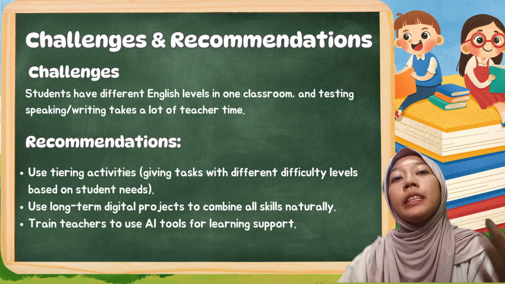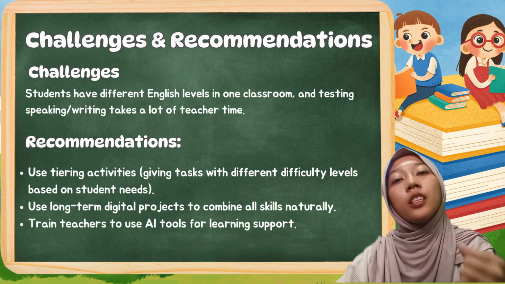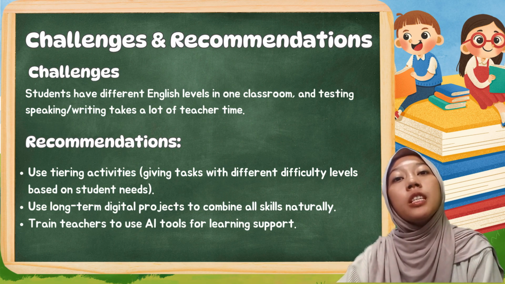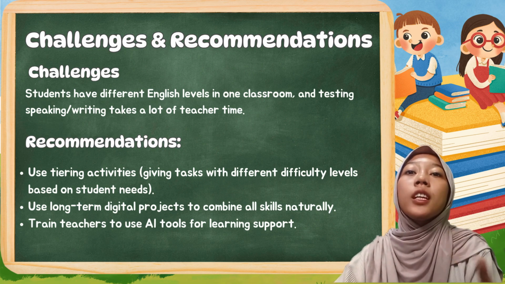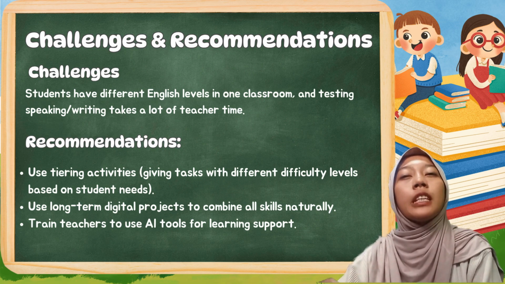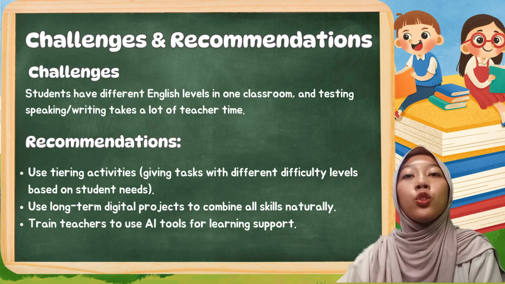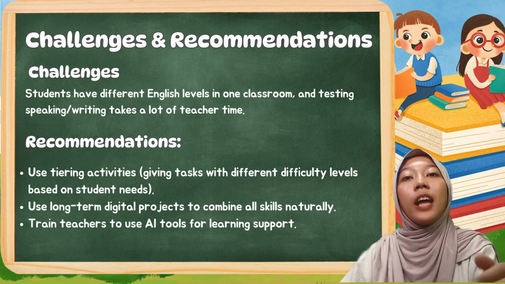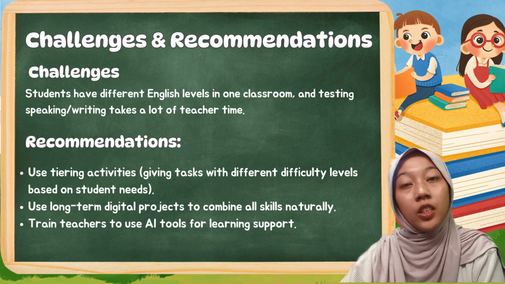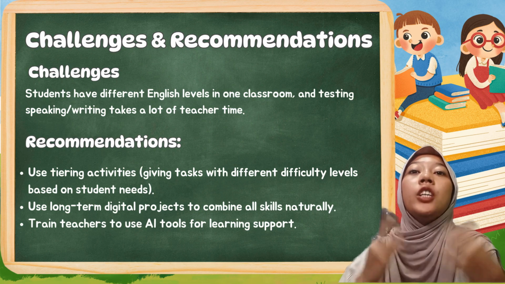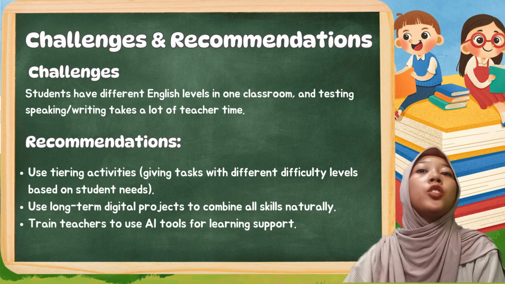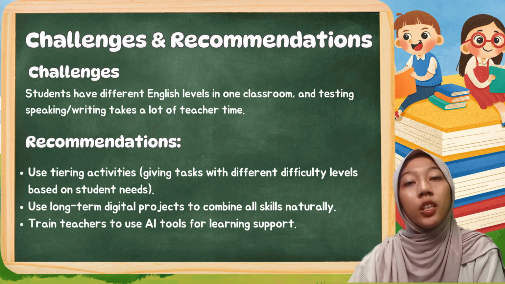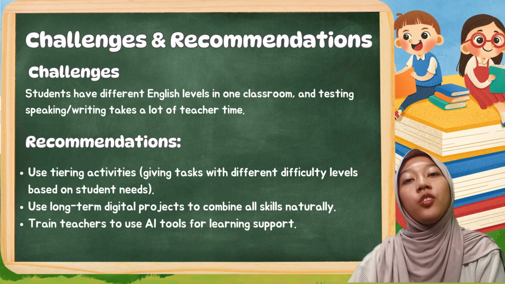Of course, implementing this curriculum comes with challenges. The biggest issue is that students in one classroom often have very different English proficiency levels. Also, grading speaking and writing takes a lot of time for the teacher. To fix this, I highly recommend using tiered activities. This means giving the same topic but adjusting the task difficulty based on the student's level. I also suggest using long-term digital projects and training teachers to use AI tools to help with grading and feedback.